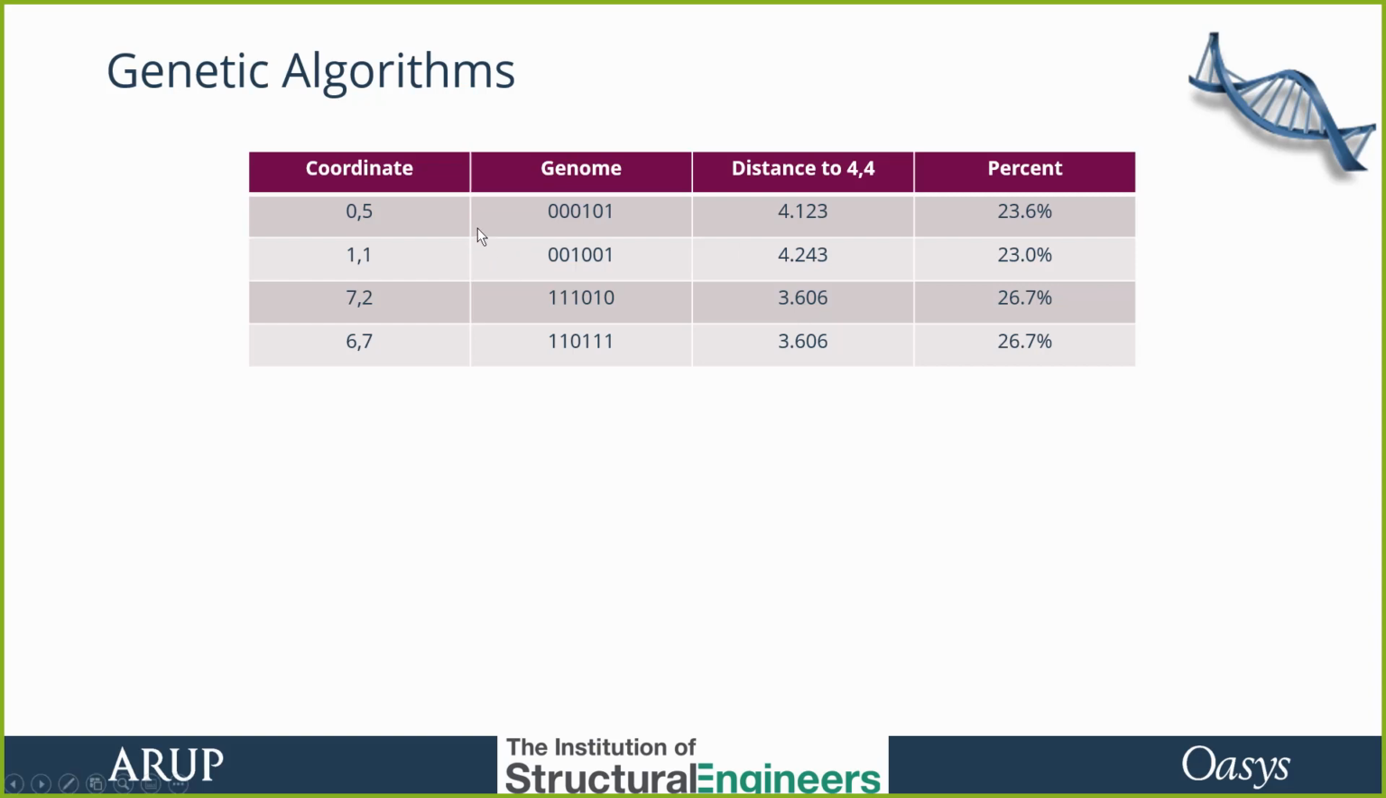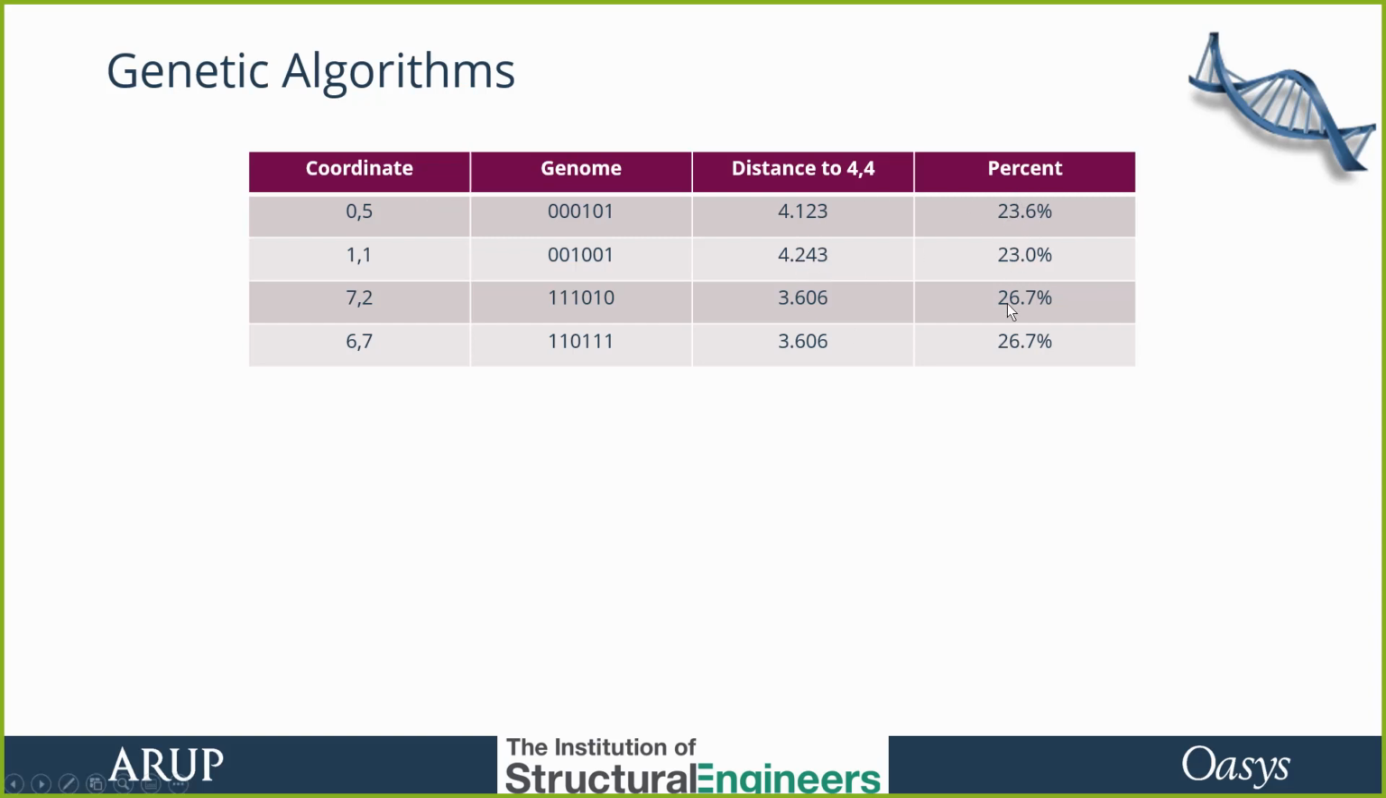Now, you know, these coordinates, I had to render them in a binary form. And so these coordinates give us a binary number, and you see the 0, 0, 0 is 0, 1, 0, 1 is 5. We stick them together, it gives us our genome, the DNA of the point in the design space.